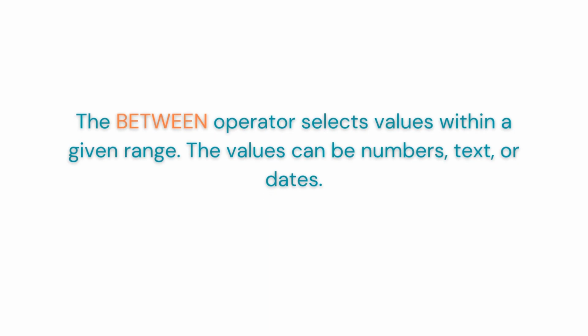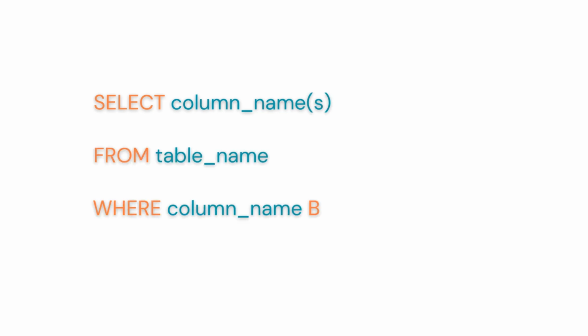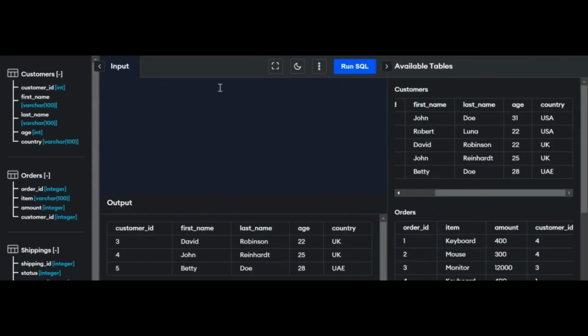Next we have the between operator. This between operator selects the values within a given range. The values can be numbers, text or dates. The between operator is inclusive. Begin and end values are included. And the syntax for that is select column names from table name where column name between value 1 and value 2. For example, let's select all items with an amount between 100 and 400.